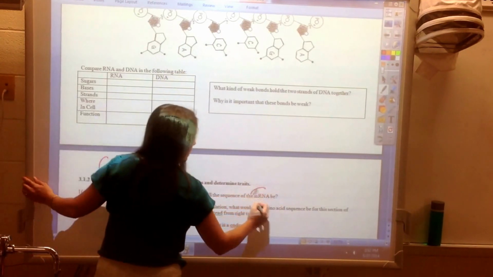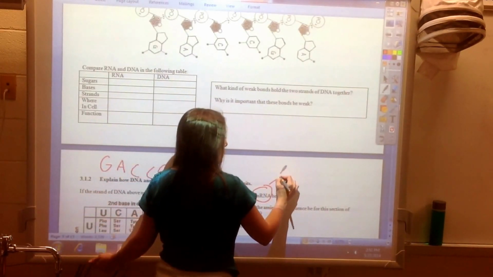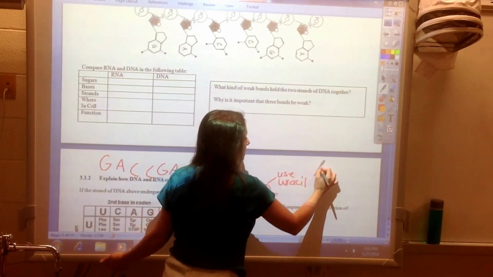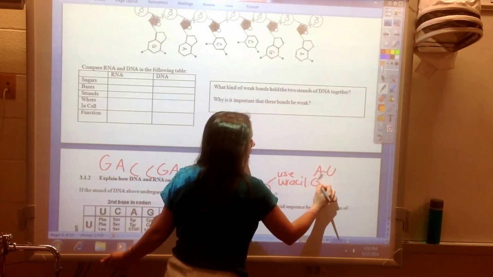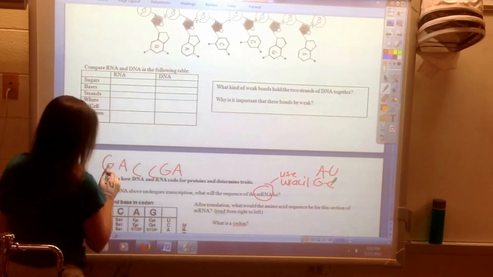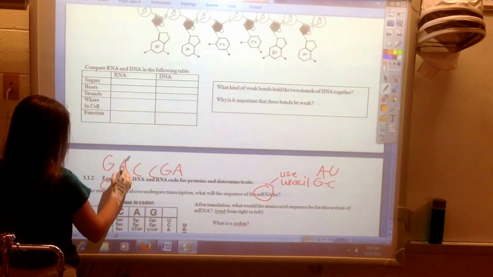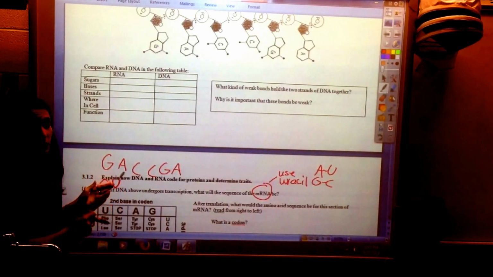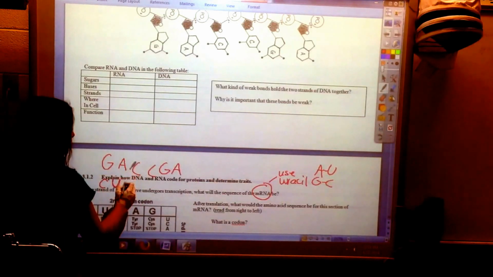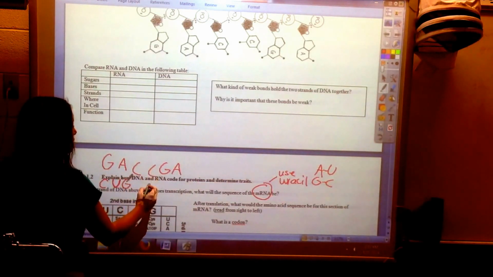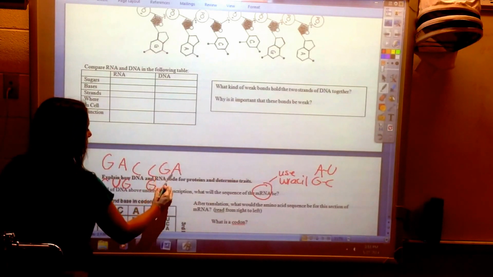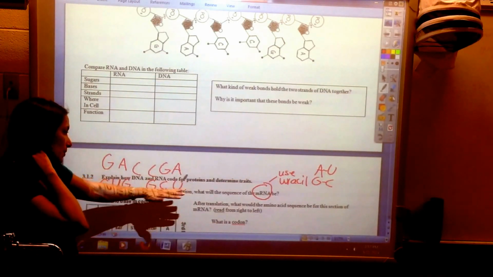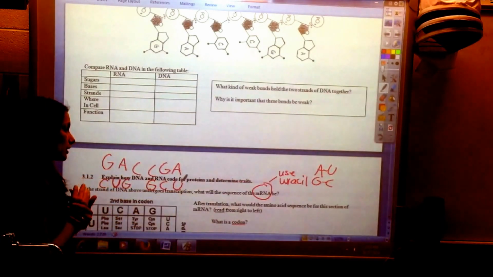Remember, mRNA is going to use uracil. So our base pairs are now A with U and G with C. So G will base pair to C, A will base pair to U, because I can't use thymine in RNA. C will base pair to G, C will base pair to G, C, U. And so that is what happens if the DNA undergoes transcription.